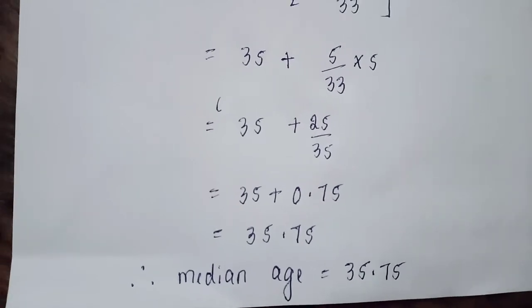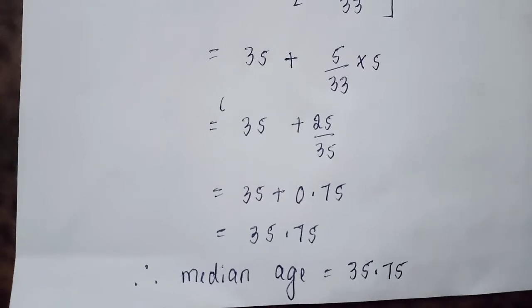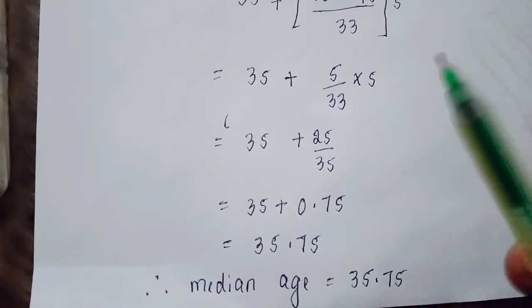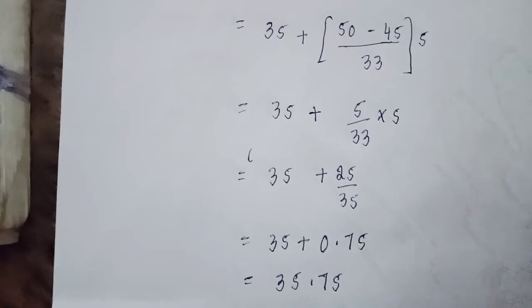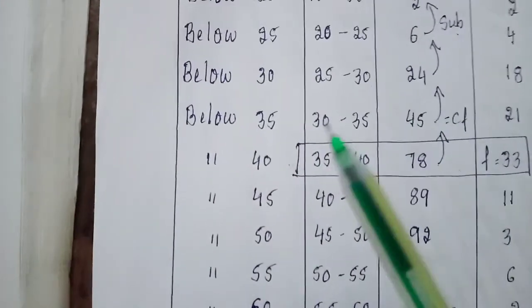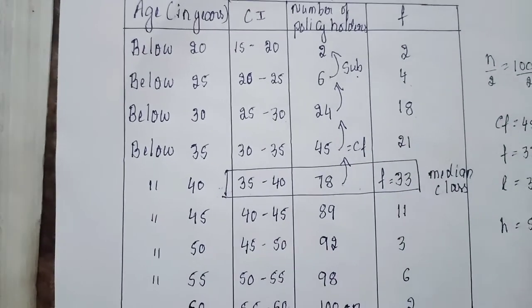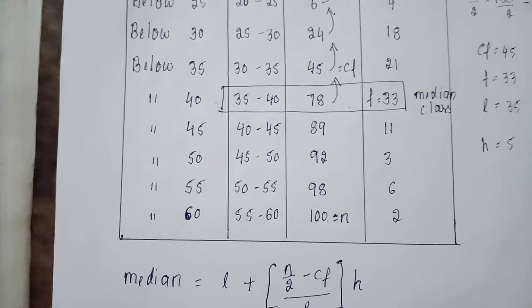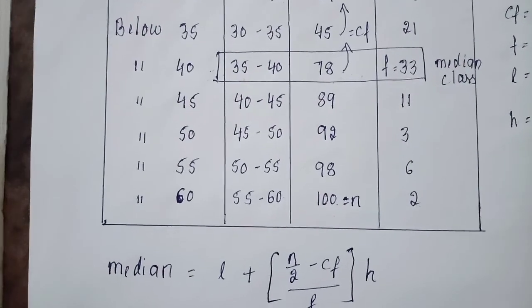Therefore, the median age is 35.75. So children, till now we completed this exercise. In that exercise there are 3 questions: question 1, 2 and 3. Question number 2 was about finding the unknown values x and y. It's very, very important. And in question 3, the data is incomplete. You have to make the data complete and then find. Be careful in these types of questions. So we completed 3 questions in this exercise. The remaining questions we will complete in the next video.